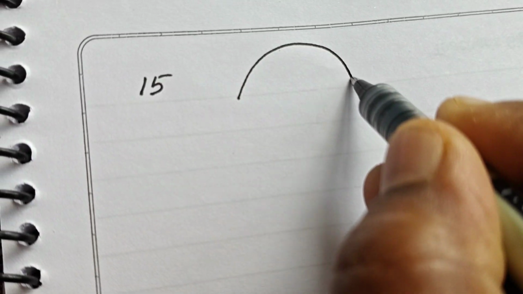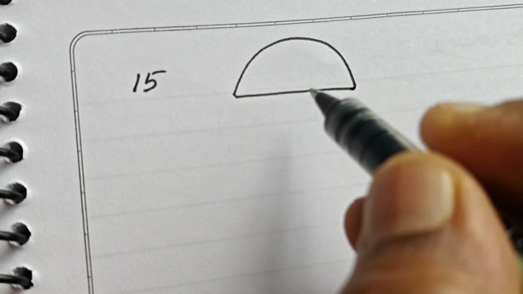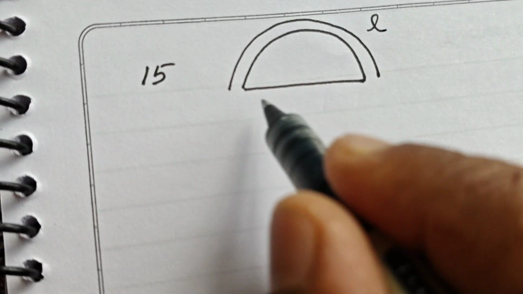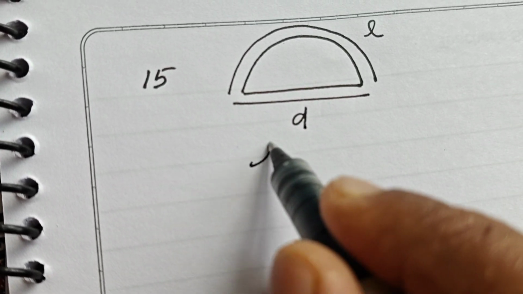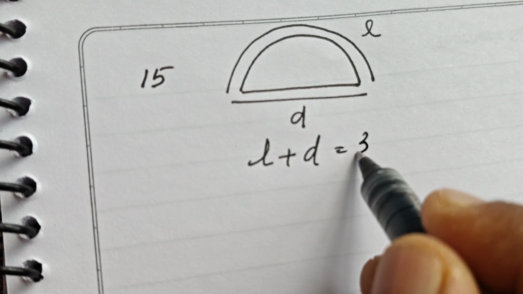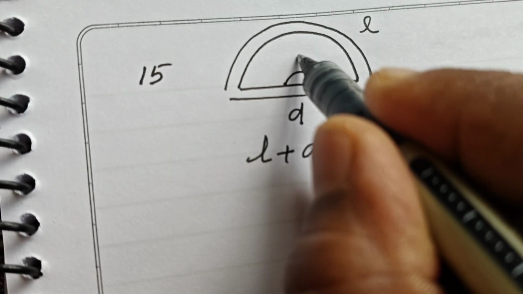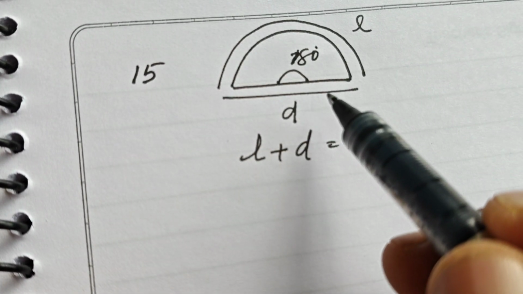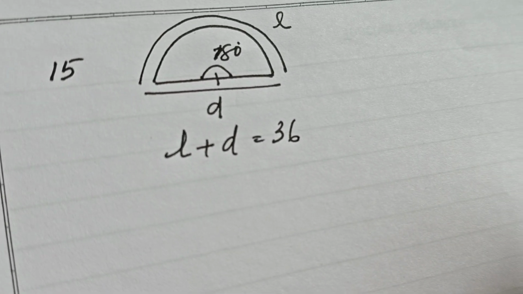So in question 15, it was given the perimeter of the protractor. Perimeter of the protractor means arc length L plus diameter. So L plus D equal to 36, given. We know this angle is 180 degrees. So we know this is a sector, because of the 2 radii and the area. So this is a sector.